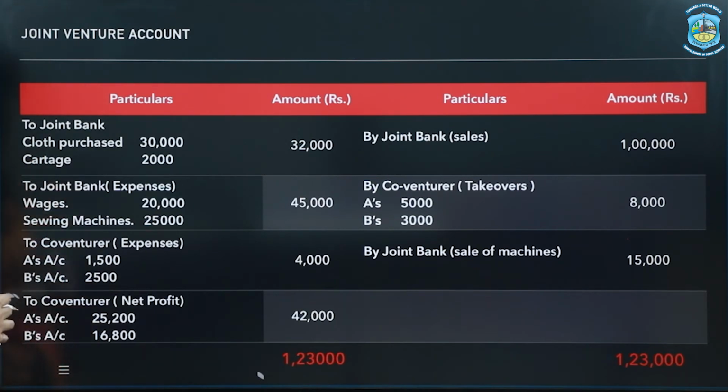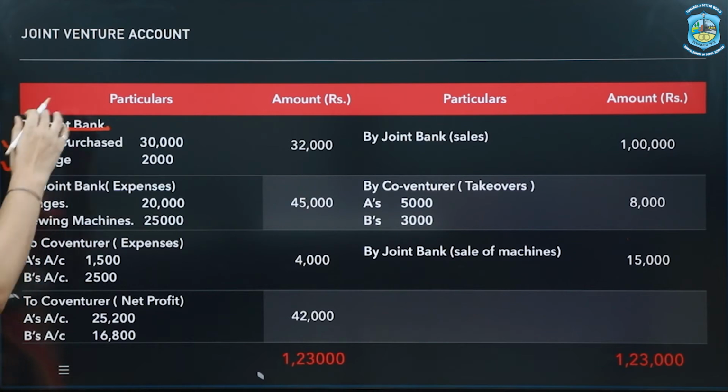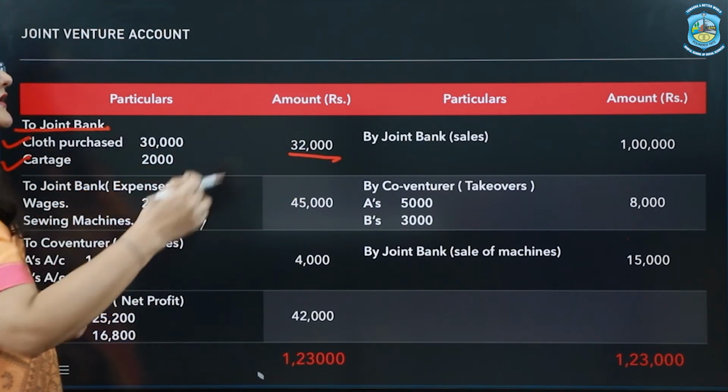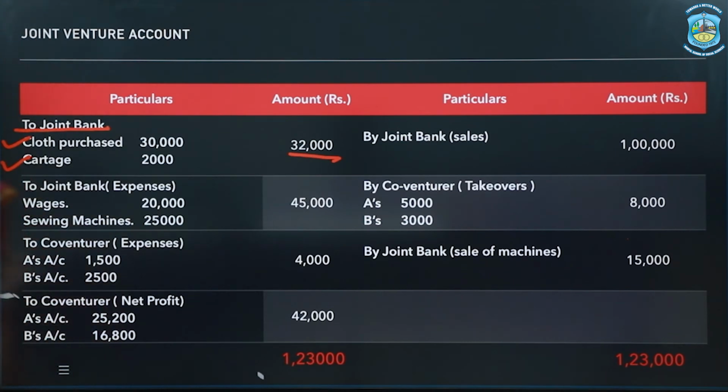Firstly, the material was purchased, so joint bank account is written on the debit side of the joint venture account for purchase of cloth and cartage. The description is given in the internal column. Total 32,000 worth of material and expenses are recorded on the debit side.